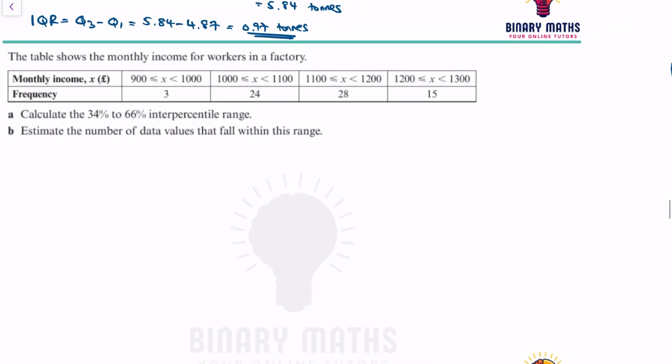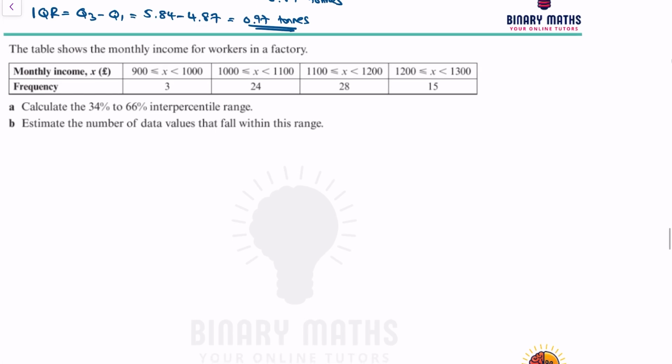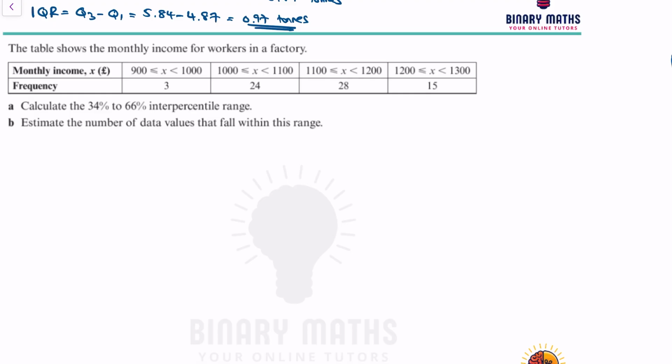Okay, next question. The table shows the monthly income for workers in a factory. Calculate the 34th to 66th interpercentile range. Estimate the number of data values that fall within this range. Okay, so the first thing I need to do is work out what 3 plus 24 plus 28 plus 15 is equal to. It gives me 70.